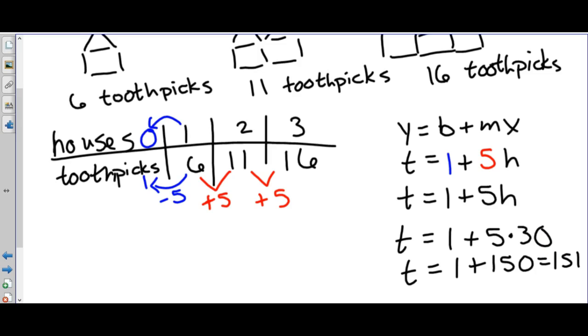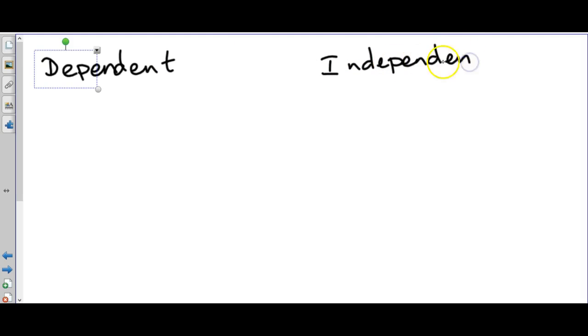Now these rules had our input and output variables. We actually have different names as well for these input and output variables. We can call them dependent and independent variables. So the independent is our input variable, and it's the variable that you can choose. We can choose how many houses we build.